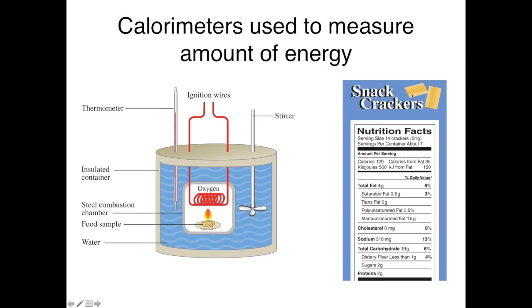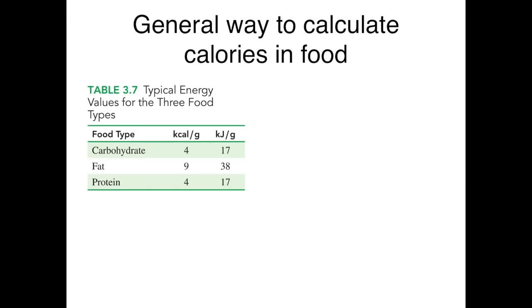In this case, for example, crackers, you would have 120 calories, or in kilojoules, it's 500 kilojoules. So that is a rigorous and experimental way to obtain the energy in food. There is also a general and mathematical way to obtain the calories in your food. Because as it turns out, the energy in food comes from 3 types of macromolecule: carbohydrate, fat, and protein, as seen in this table here.